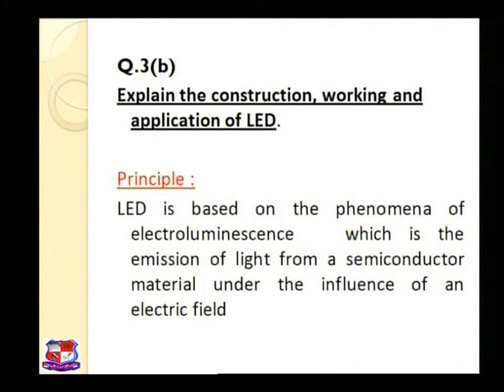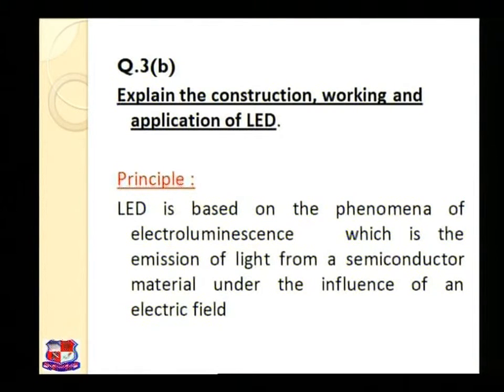That means when we apply an electric field to a semiconductor, energy is created which is observed in the form of light in a light emitting diode, that is LED. In a simple diode, it is in the form of heat. When we compare LED and a simple diode, the energy is converted into light, whereas in a normal diode the energy is converted into heat. That is, LED is based on the phenomenon of electroluminescence: when LED is under the influence of an electric field, it will emit light.